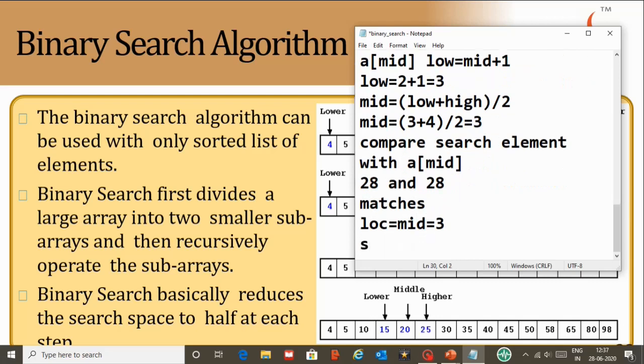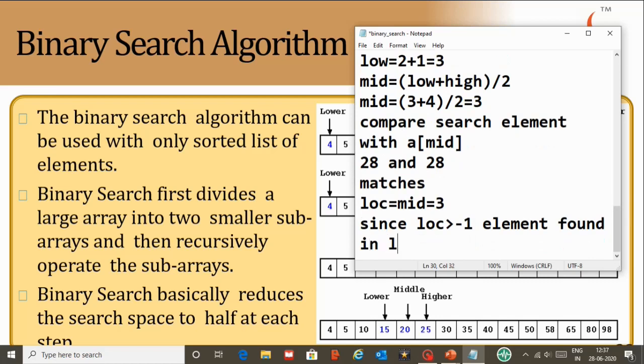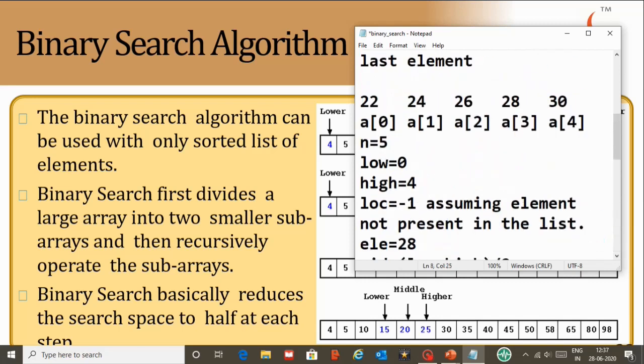So since LOC is greater than -1, element found in location 3. So this is how you find it. We'll go through this again.